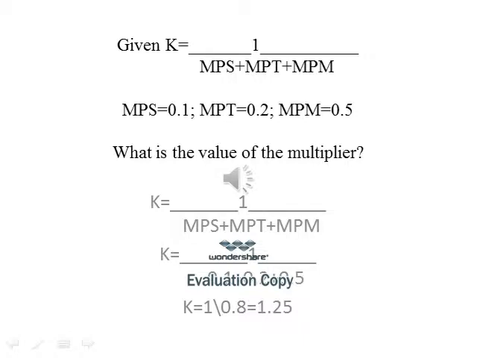Given that K is equal to 1 over MPS plus MPC plus MPM, MPS is equal to 0.1, MPC is equal to 0.2, MPM is equal to 0.5. What is the value of the multiplier? K is equal to 1 divided by 0.1 plus 0.2 plus 0.5. K is equal to 1 divided by 0.8, which is equal to 1.25.